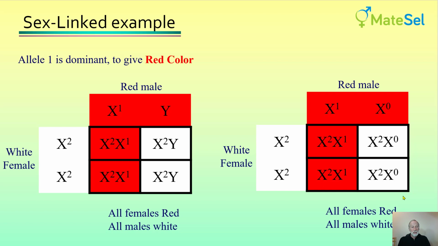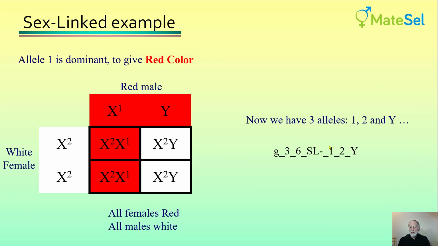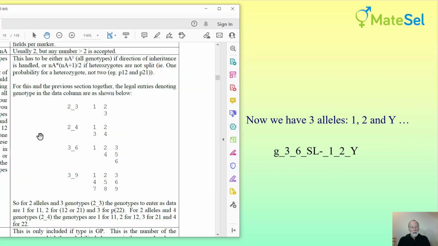Y is essentially just an X chromosome. It's just not a particularly good one, and it's got quite a lot missing, as is the case in our example. Now we have 3 alleles, not just 2, and these are 1, 2, and Y. And so the header in our data file may look something like this. Here it is described in the manual.